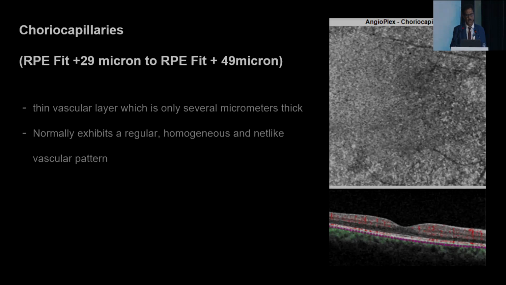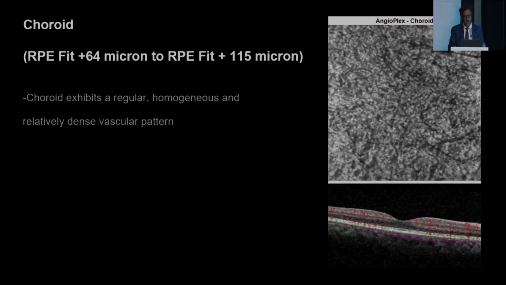Choriocapillaris, it is RPE-fit, but that is 29 microns to RPE-fit 49 microns at the deeper layers of the choroid, but in the superficial layer it is a very thin area. So it is a very thin vascular layer, only several micrometers in thickness, normally exhibiting a regular homogeneous net-like vascular pattern, but the choroid has a very dense vascular network or deeper structure.